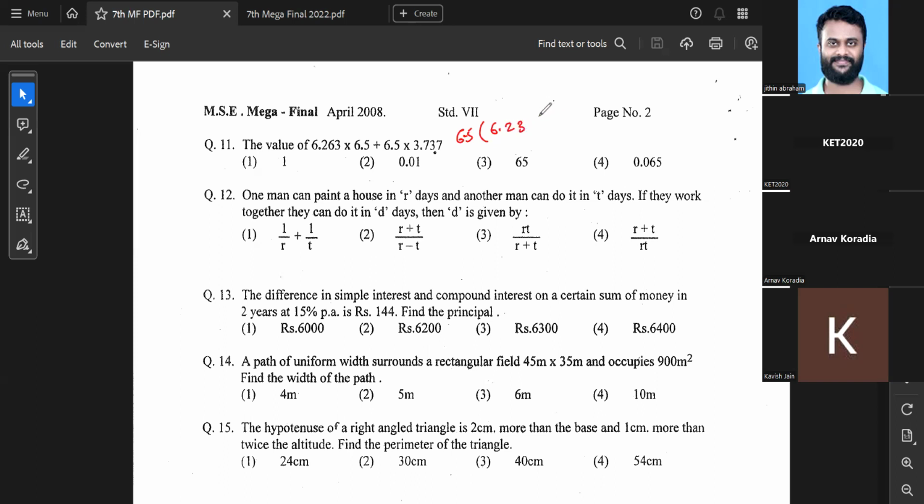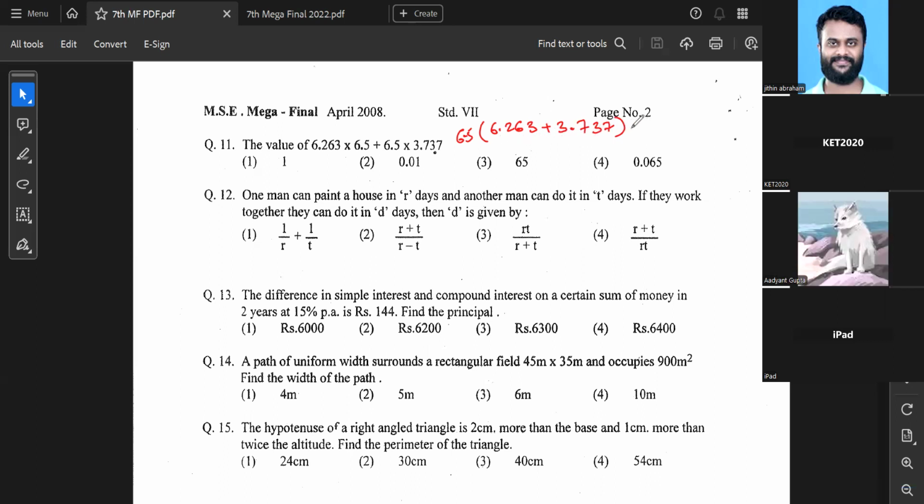6.263 plus 3.737. Fortunately, you can see these numbers add up to basically 10. So 6.5 multiplied by 10 is 65. Your answer will be 65, option 3.